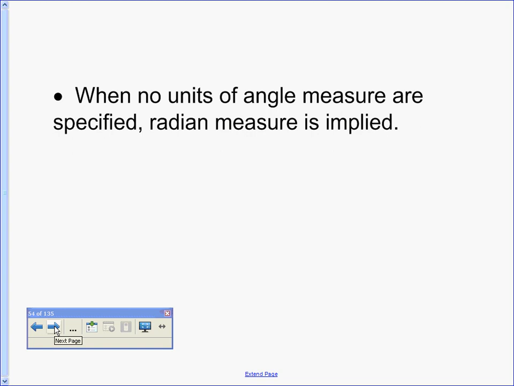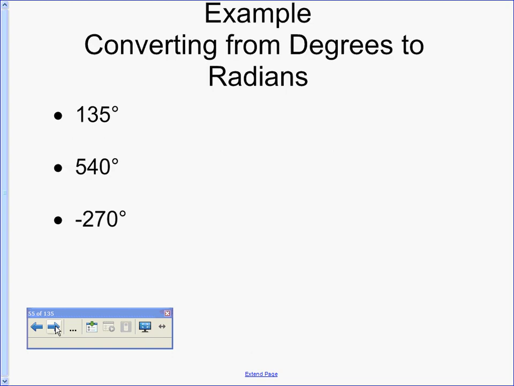Well, one other thing. Actually, when no units of angular measure are specified, when we're talking about the material in Chapter 6, radian measure is going to be implied in those cases. So now let's do a couple of conversions.